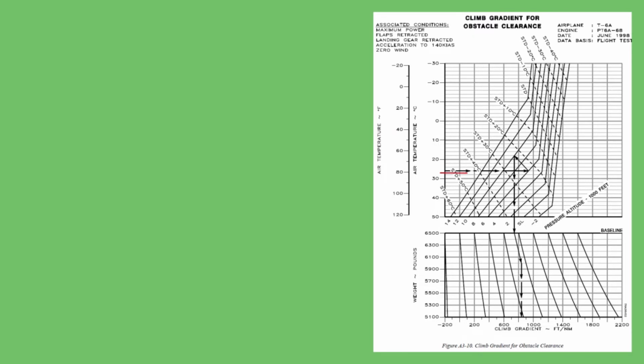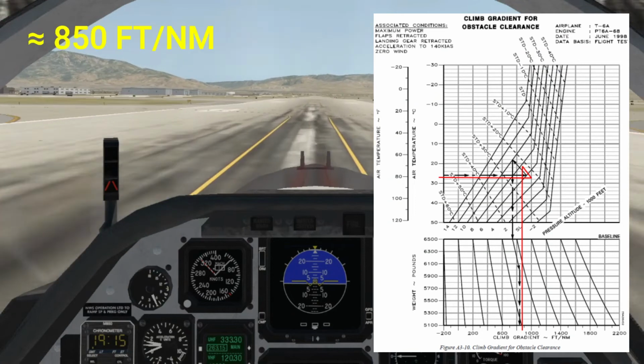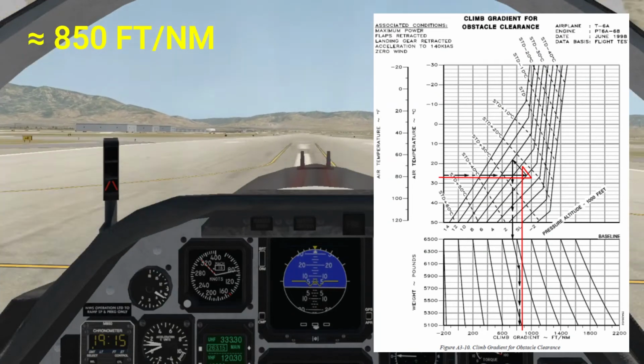Starting at 27 degrees Celsius on the left, trace right to 5,000 feet pressure altitude. At 5,000 feet pressure altitude, follow the contour line to 7,600 feet and then go straight down through 6,500 pounds gross weight to arrive at about 850 feet per nautical mile climb.